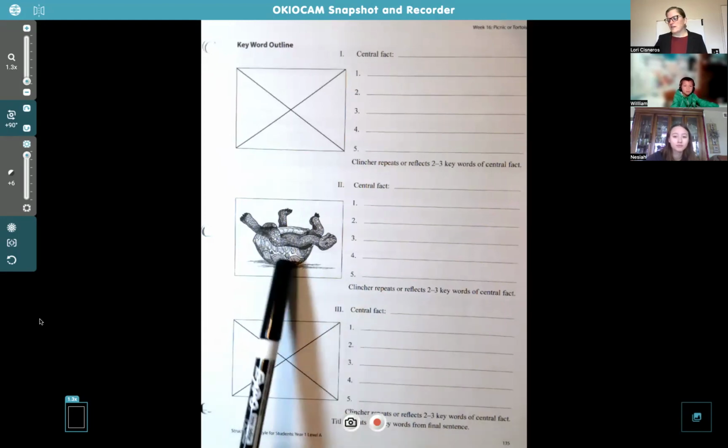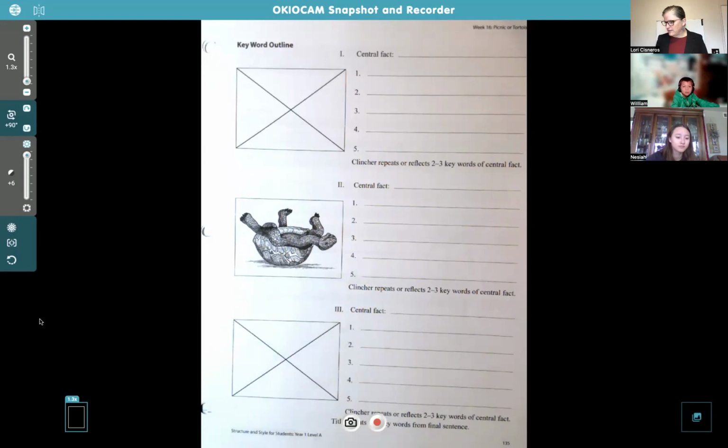What do you think, William? How's he going to get out of that situation? A caterpillar helps him up. A caterpillar? Man, that's one strong caterpillar. What are you going to name your caterpillar? He's got to have a name.